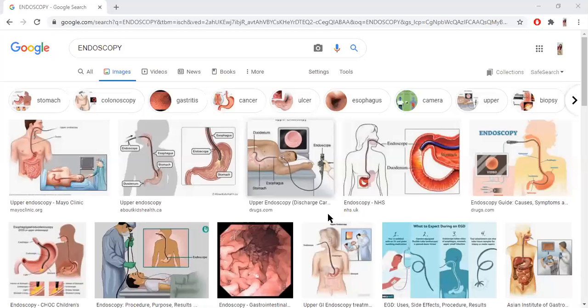Are you able to see the screen? Yes, ma'am. So the second next point after bedpan, what is it? Your endoscopy.